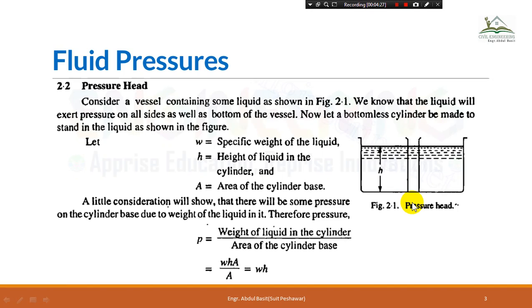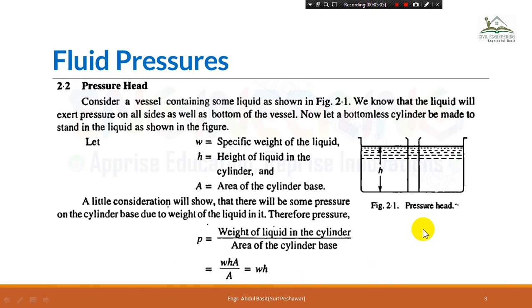For example, we have this whole container. The pressure due to this container will be the force exerted by this liquid. How can we calculate that? Unit weight of this liquid multiplied by H multiplied by area. H and area together make the volume, and unit weight multiplied by volume will be equal to the total weight. So the total weight is the pressure, and here this H is the pressure head.